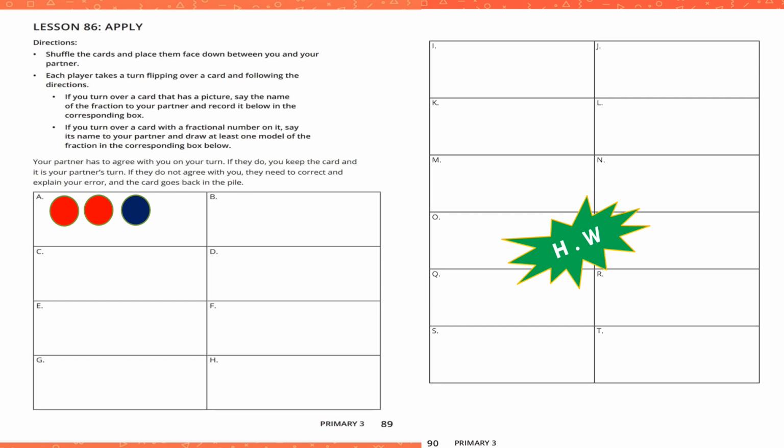Remember the rule: the fraction equals the number of colored parts over the number of total parts. So ask yourself, how many red circles do we have? Yes, we have 2 red circles, out of the total of all circles. Yes, the total is 3. So the fraction here is 2 red out of the total 3.